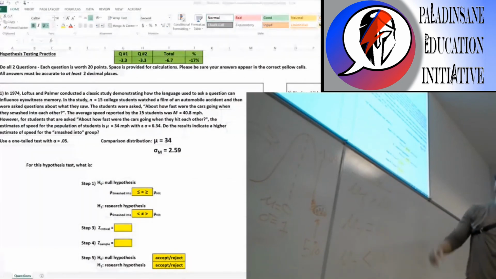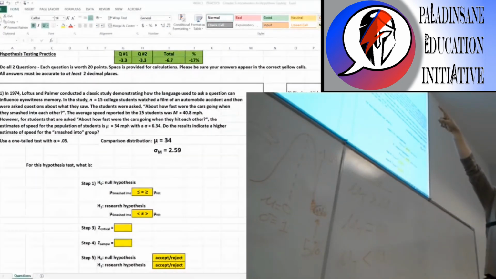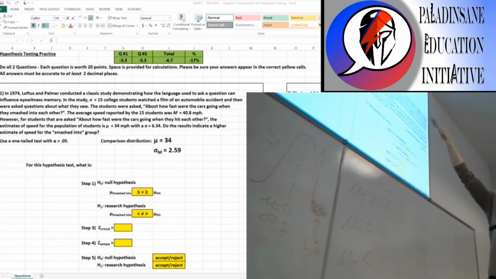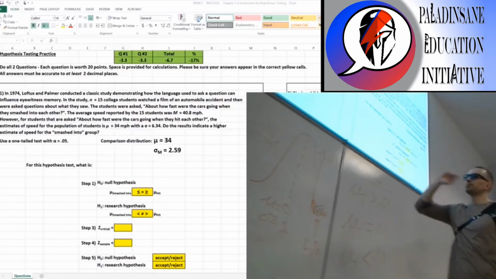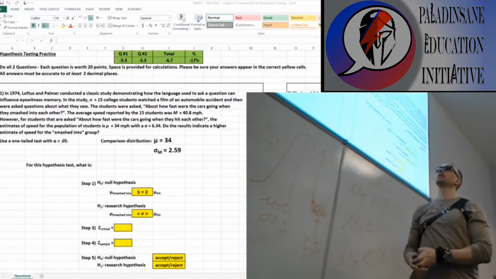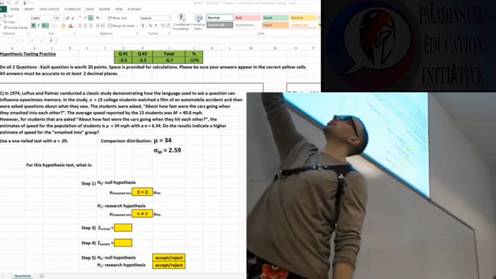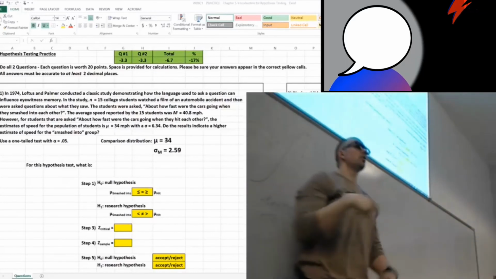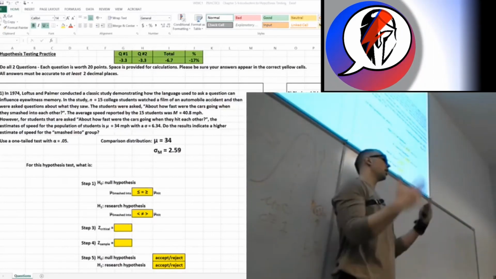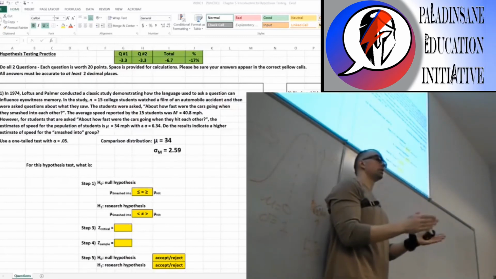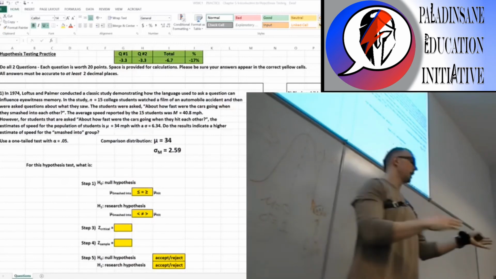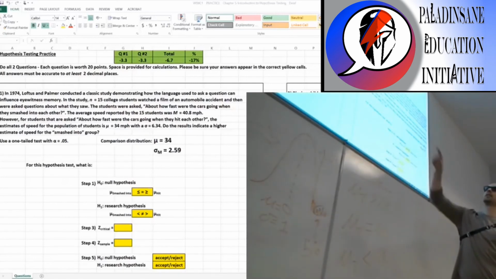All right, so you will get a description of your experiment. So, in 1974, Loftus and Palmer conducted a classic study demonstrating how the language used to ask a question can influence eyewitness memory. In the study, 15 college students, and so on. It will go through that. It will tell you which test to do. This is something to be very clear about. In your homework, you're probably going to see situations where they ask which test you should do, and it's up to you to make a choice. In the exam, I will tell you to do a one-tailed or a two-tailed. I just want to know, can you do a one-tailed or a two-tailed? And you will be given the alpha.